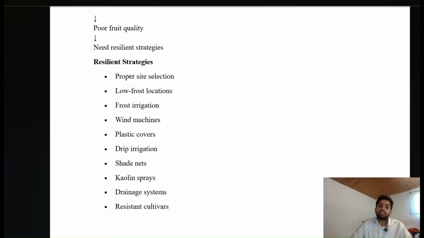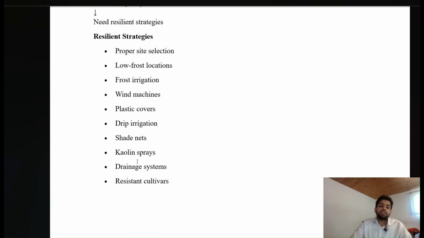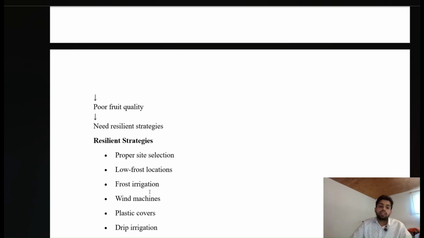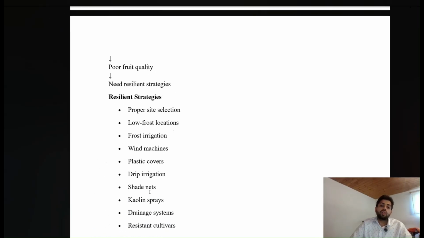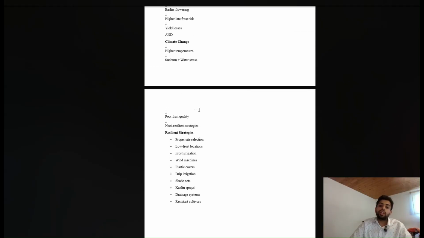Resistance strategies are proper site selection, low frost locations, frost irrigation, wind machines, plastic cover, drip irrigation, shade nets, kaolin spray which is applied from the upper side of the plant, a drainage system, and resistant cultivars. These are the methods which can help protect our crop from any disease.